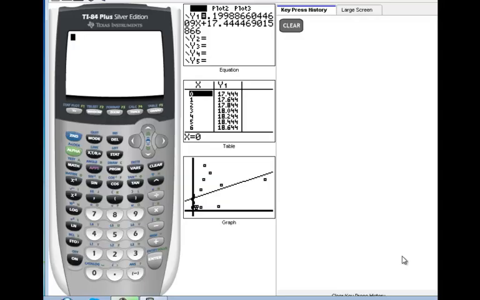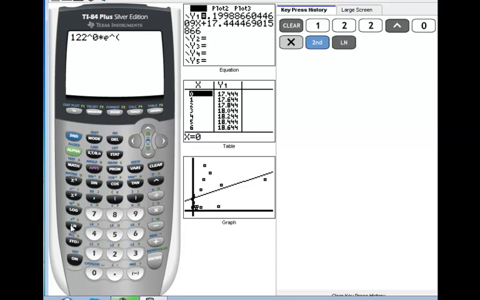To type this into the calculator, you're going to type in 122 raised to the 0 power times e raised to the negative 122nd power. Make sure you hit this key for negative. This key means minus.